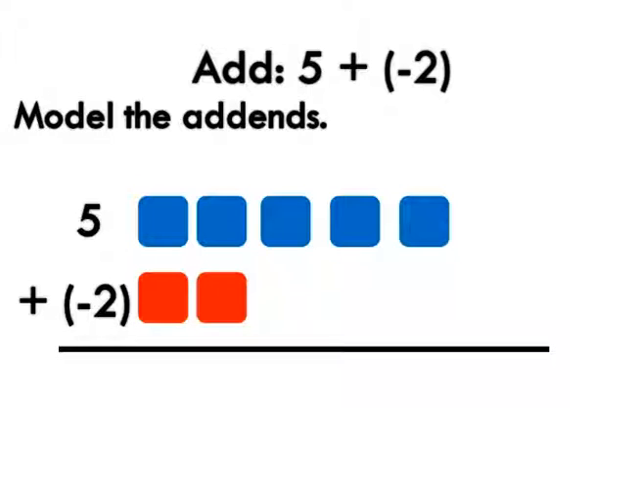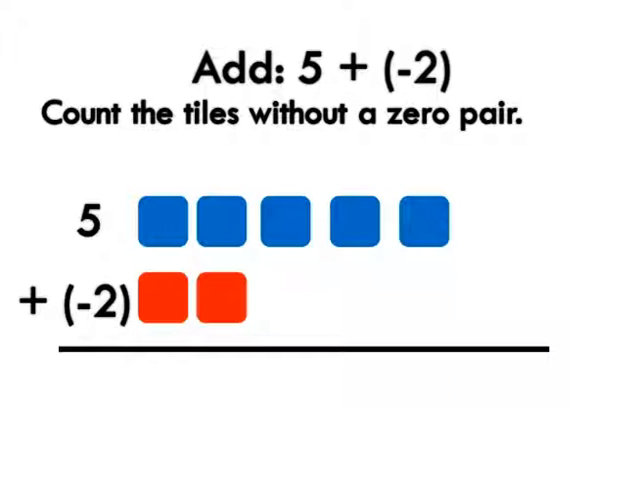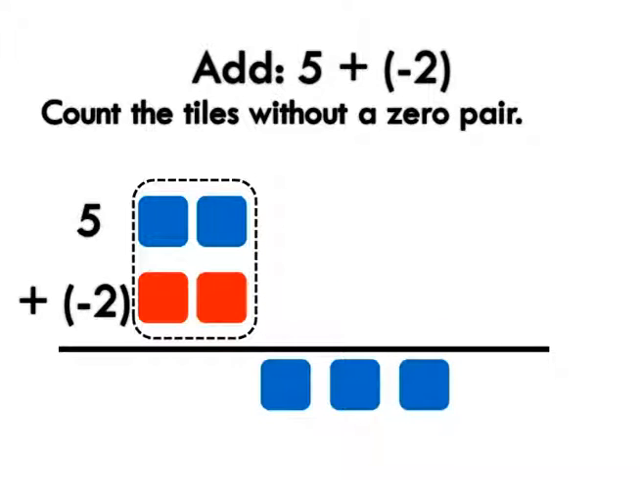Now the second step is to count the tiles without a zero pair. As you can see, there are 2 zero pairs. Now let us count the tiles without a zero pair. We have 1, 2, 3 blue tiles. So that means our sum would be positive 3. Therefore, 5 plus negative 2 is equal to positive 3.